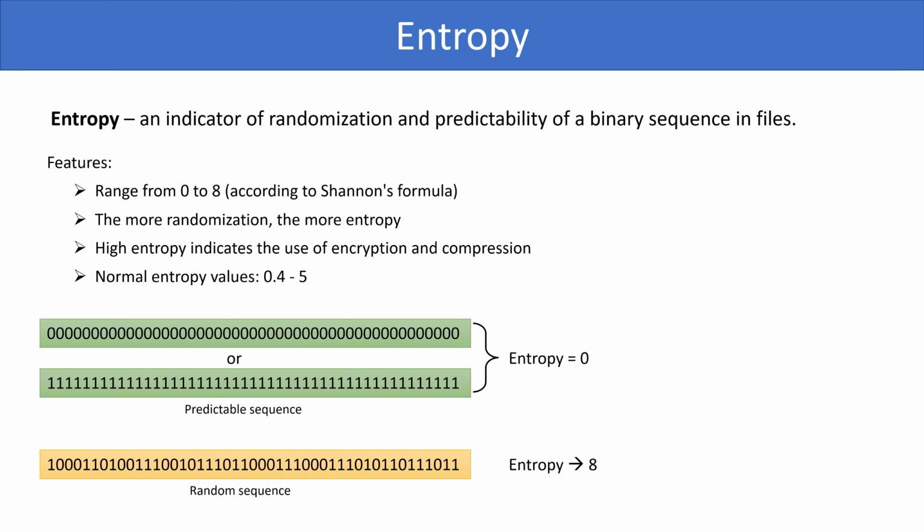You might wonder, how can this information be applied in practice? High entropy values indicate that encryption or compression algorithms have been applied to the file. These algorithms are used to evade antivirus software. However, keep in mind that high entropy values are also present in legitimate programs.